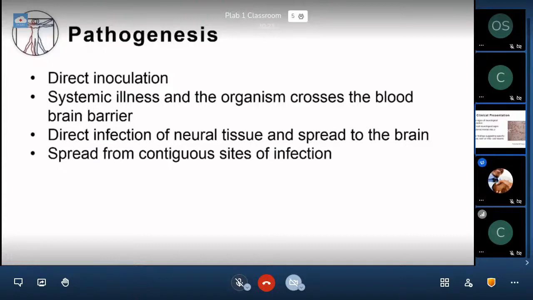Another way that meningitis occurs is when an organism is present in the blood causing systemic or whole body infection. The organism can cross the barrier that exists between the blood and the brain tissue through a variety of methods, and we're going to talk about this in the next couple of slides. Sometimes organisms, particularly viruses, directly infect nerve tissue and spread to the brain. And finally, infections in the sinuses around the eyes can spread to the brain directly due to the close anatomic proximity of these structures to the brain.